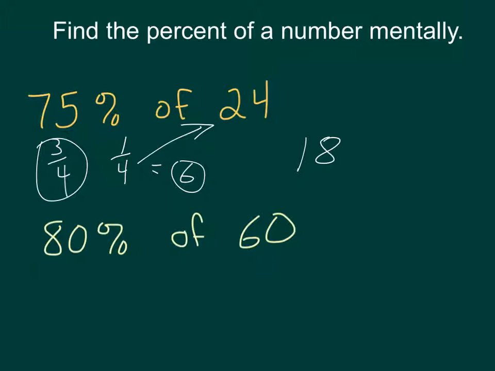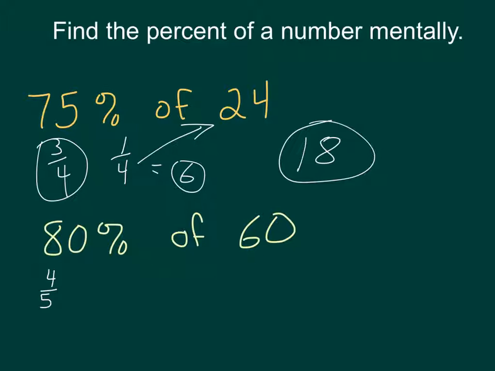Now, I wrote this down, but I wanted to show you my thinking. So I know that 75% of 24 would be 18. Now this 80% of 60, I could do the same way if I wanted. I know that 80% is 8/10, which when I reduce that down is 4/5. So I could figure out what 1/5 of 60 is.